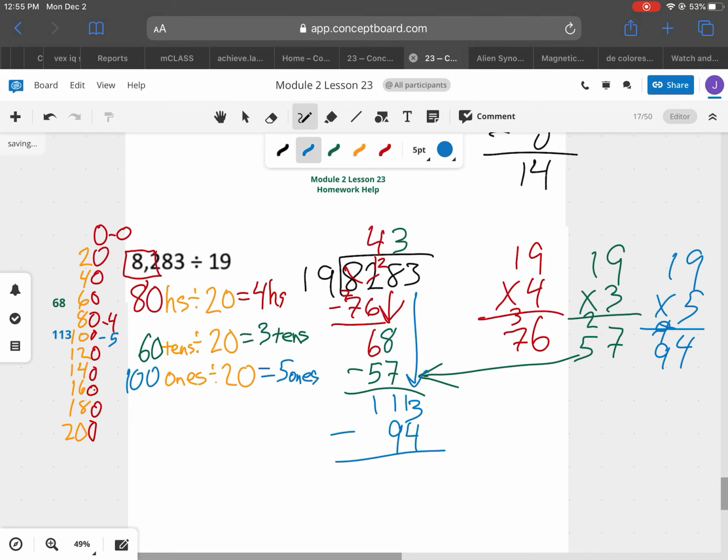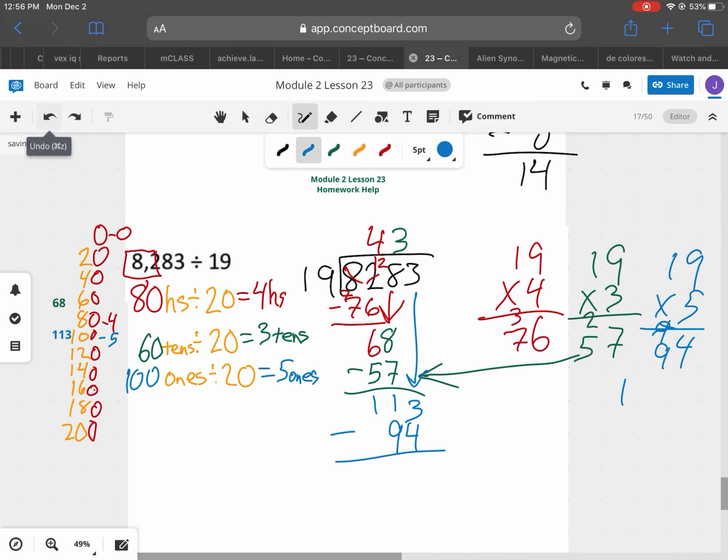Oh, I think I'm going to come into a problem here. So 13 minus 5 is 8. And this becomes 10 minus 9 is 1. So the 5 is too little. The 5 is too little. Okay? So I am going to go ahead and do 19 times 6. I'm going to go up one more.